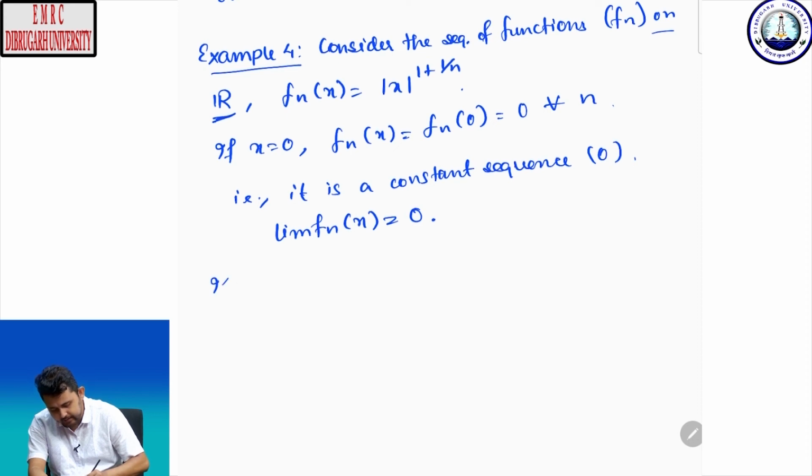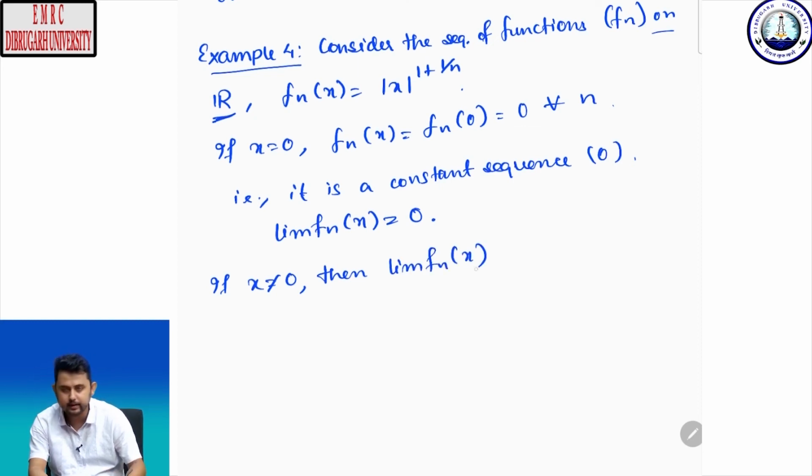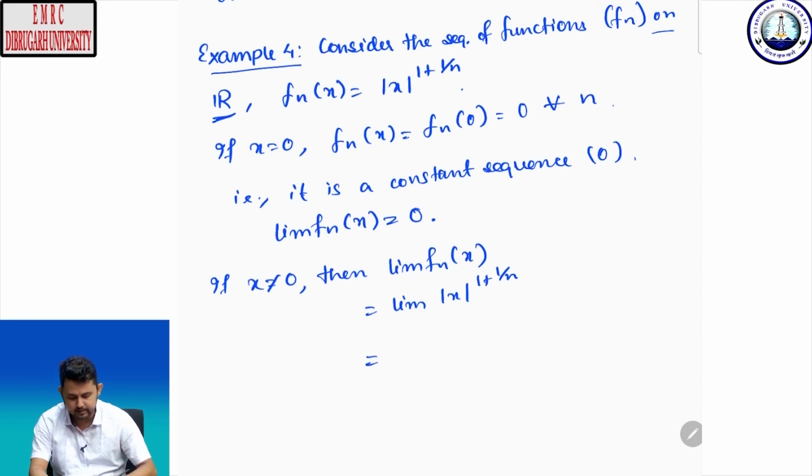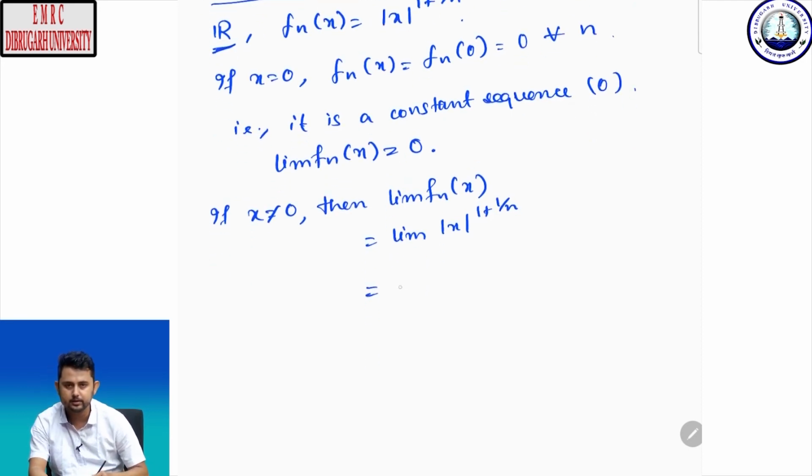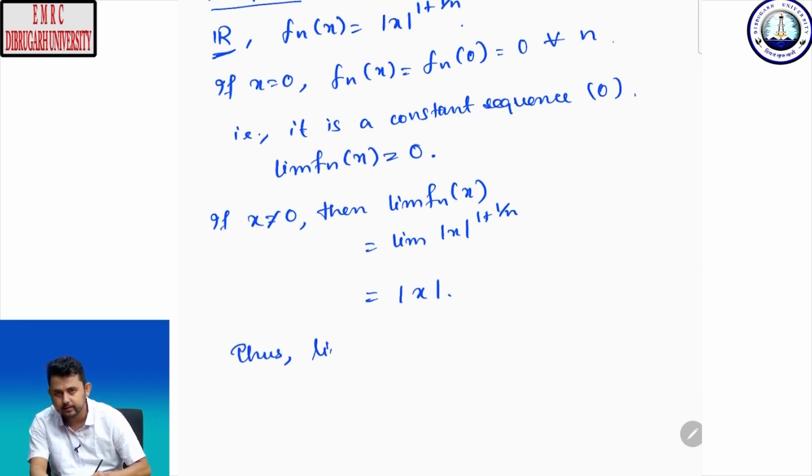Again I have another case, if x is not equal to 0, then I can write limit fn(x). So, if I need to find the pointwise limit, I need to find limit of |x|(1 + 1/n). As n tends to infinity, this sequence converges to |x|. Thus, in this case we can say that limit fn(x) equals f(x), where my limit function f(x) equals |x|.